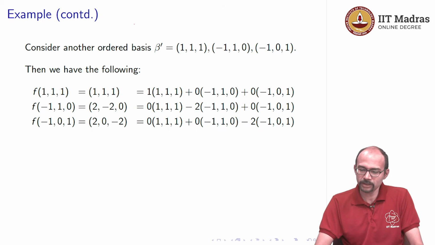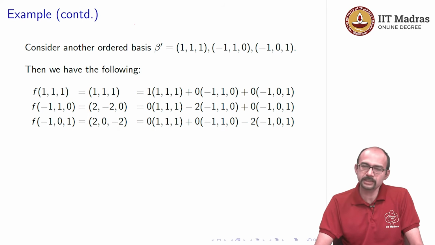f of (minus 1, 1, 0) is minus of minus 1, which is 1, plus 1, plus 0, which is 2, then minus 1 minus 1 plus 0, which is minus 2, and then minus 1 plus 1 plus 0, which is 0. So, you get (2, minus 2, 0), and f of (minus 1, 0, 1) is again, if you do it, you will get (2, 0, minus 2).